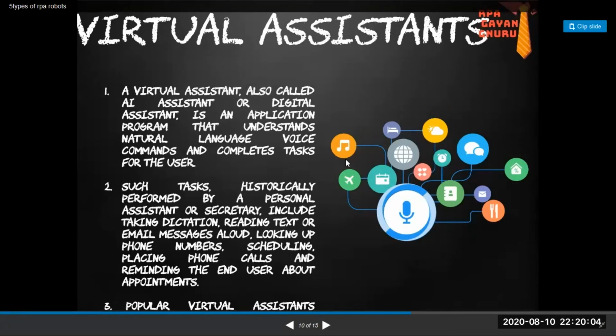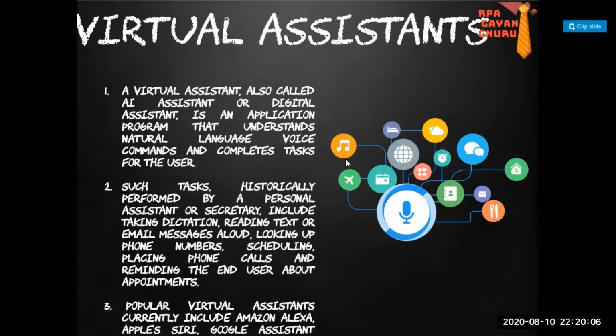Now, historically, all these things were done by human beings, a human assistant, like a secretary or a personal assistant. So nowadays, all this can be done by technology, and that is another example of robotic process automation.